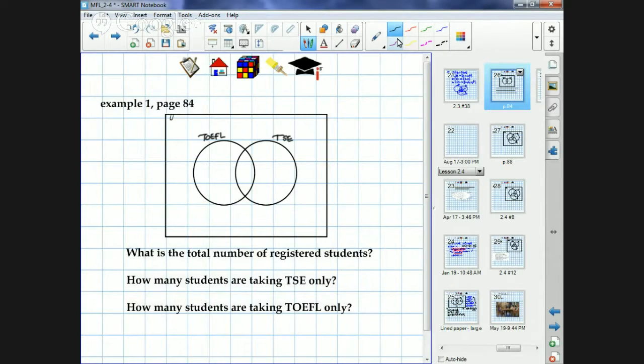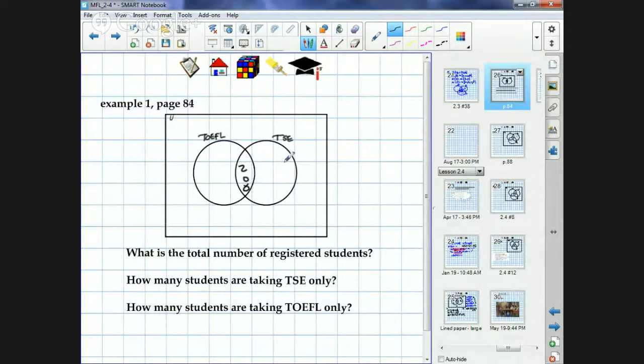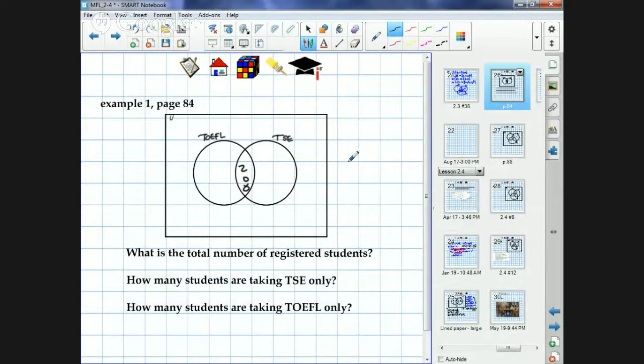Now, I've made a picture. We've got to figure out where to put numbers to make sense out of this. What you want to do is begin with the overlap. This is very important in this section. So 200 are registered for both, so that would be the intersection. So let's put that in there first. So why do we start there? You always want to start there. In a minute, I can show you why. Let's finish up.